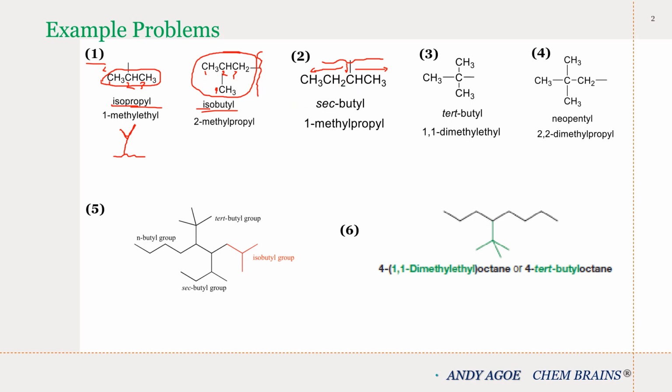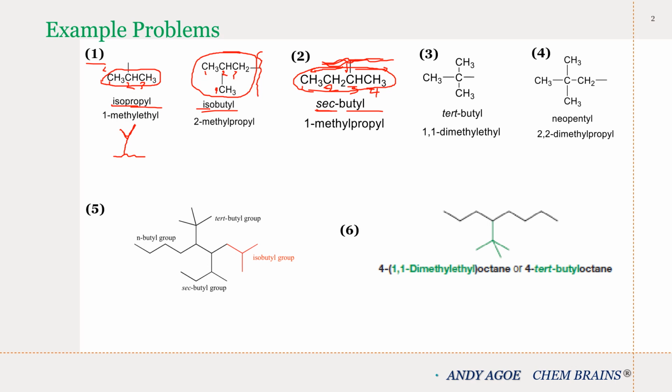So we say sec. Why do we call this structure sec? We call it sec because the carbon which is joined to the parent chain is attached to two other carbons. So we say sec. Now we need to count entirely the number of carbons within the substituent. So we have 1, 2, 3, 4. So we say sec-butyl.